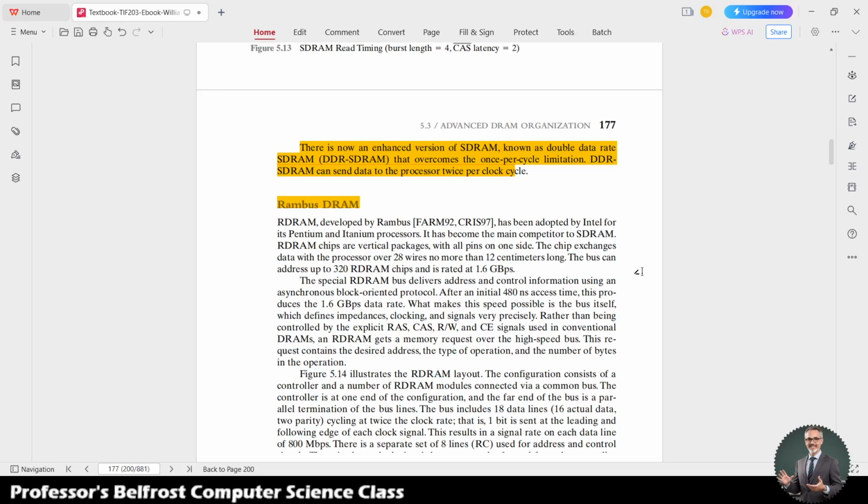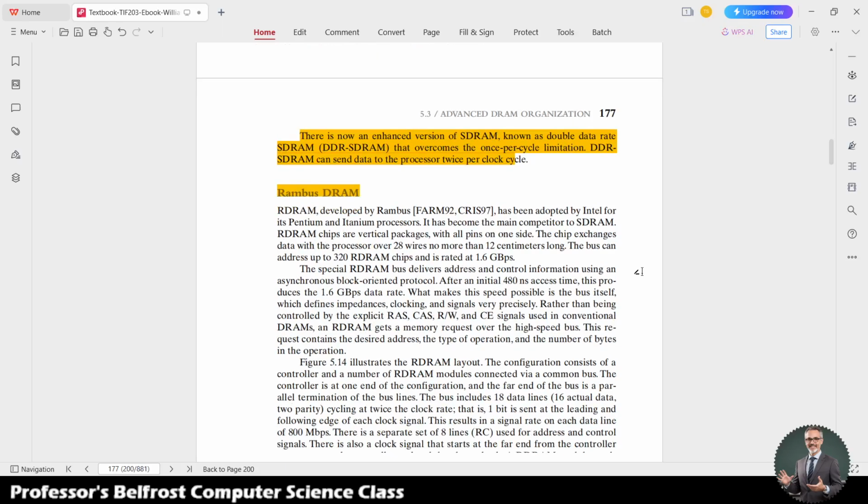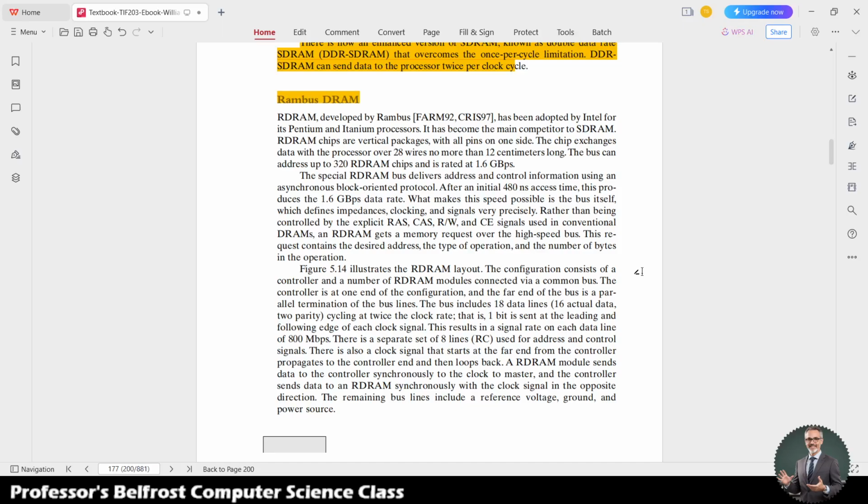Now we discuss Rambus DRAM or RDRAM, which is developed by Rambus. RDRAM are vertically packaged with all pins on one side, and a special RDRAM bus delivers address and control information using an asynchronous block-oriented protocol.